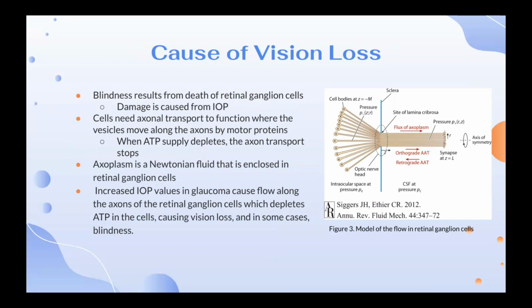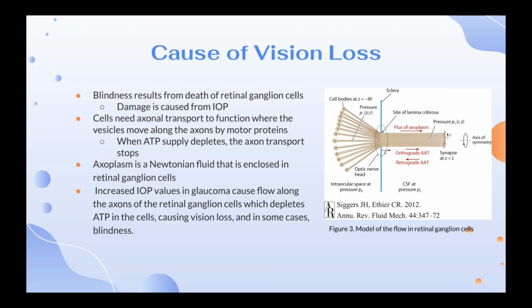Cells need axonal transport to function, where the vesicles move along the axons by motor proteins. The motor proteins require energy that is acquired from ATP molecules, and if the ATP supply is decreased or depletes, the axonal transport would stop, which would lead to the death of ganglion cells in the primates.